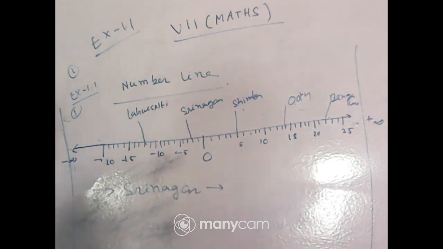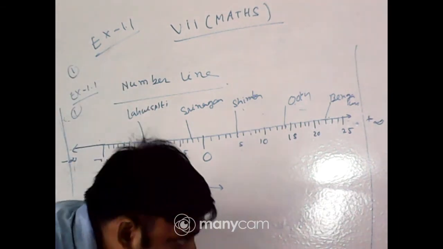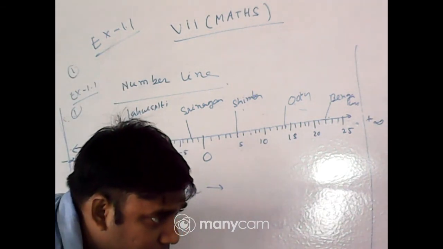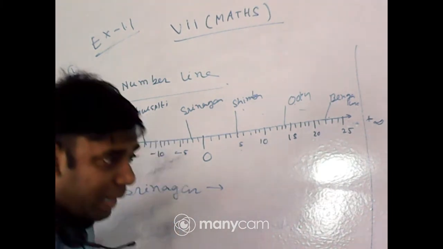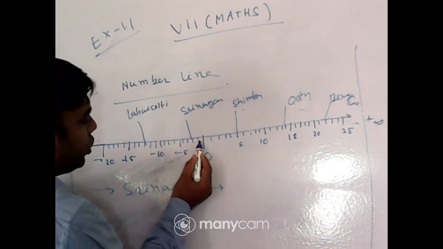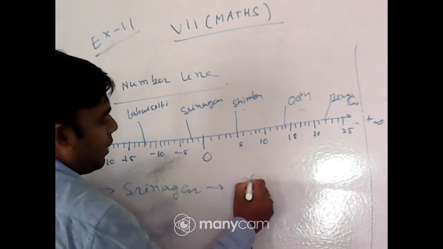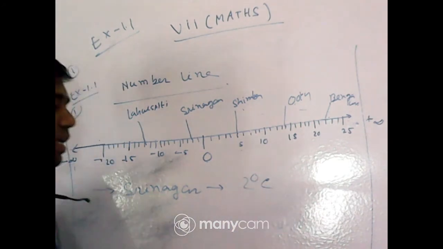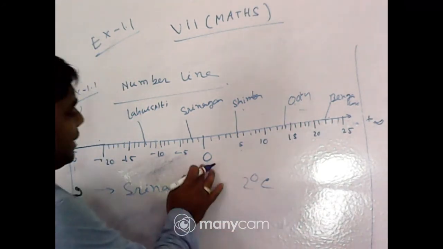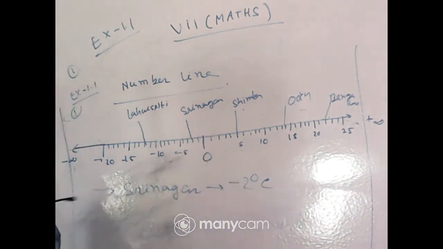So what is the temperature of Srinagar? Okay, Deeptak. Yes, minus 2 degrees Celsius. Very good. Because 0, here is 5. So 0, 1, 2. So Srinagar's temperature is 2 degrees Celsius. Plus 2 or minus 2? Sir, it is on the left hand side of 0. So it is minus 2 degrees Celsius. I hope it is clear to everyone.